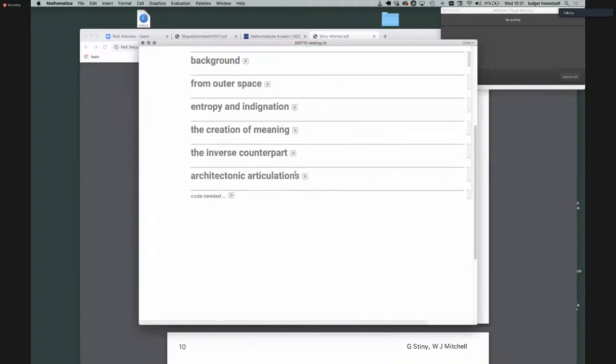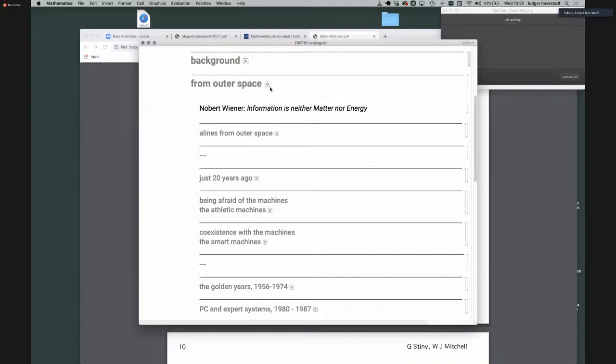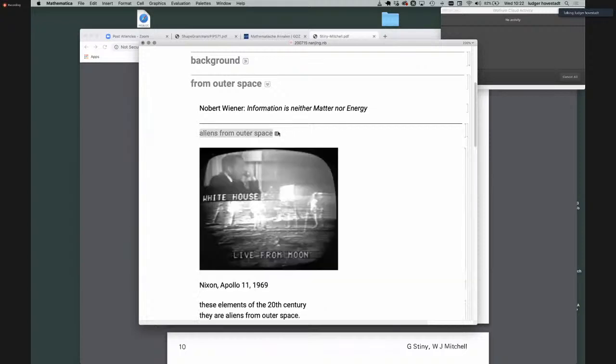Now I want to tell you what I think about what computing is. And what if it is not visible, what is it? And this is a famous citation of Norbert Wiener: information is neither matter nor energy. So what is it then? So matter means you can grasp it, you can catch it. Energy is how it is driven. What is it then? And I would say, computing, these are aliens from outer space. And I want to show you what I think computing is.